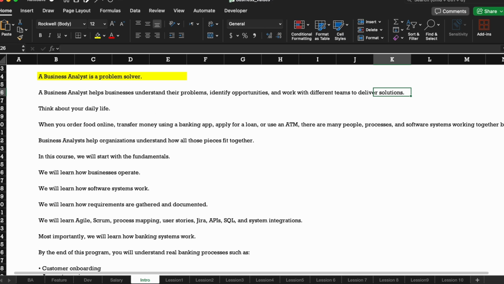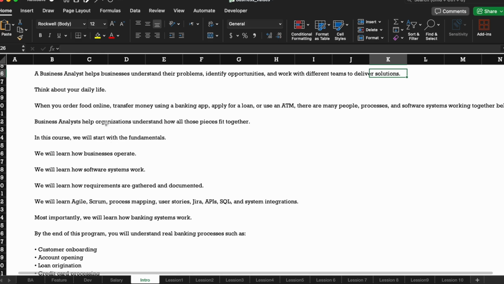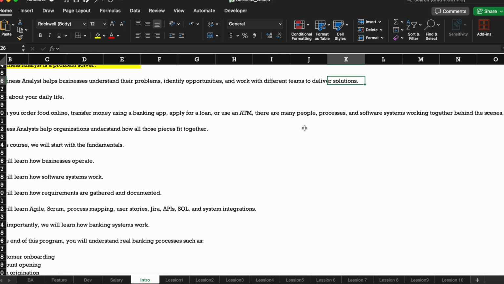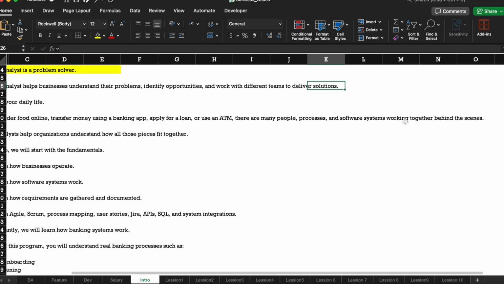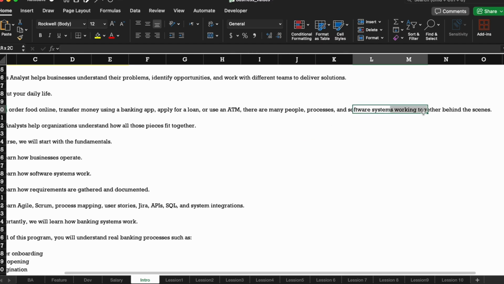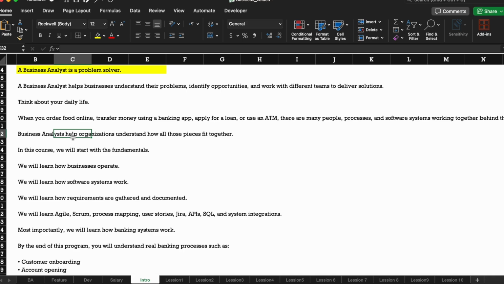Okay, let's take an example from your daily life. When you order online food, transfer money, or use an ATM, there are many people, processes, and software systems working together behind the scenes, right? To get a final product or service in your hand, there are technologies working behind the scenes, there are processes involved, and there are many people involved, right? So business analysts help organizations understand how all those pieces fit together. It's a very important role.